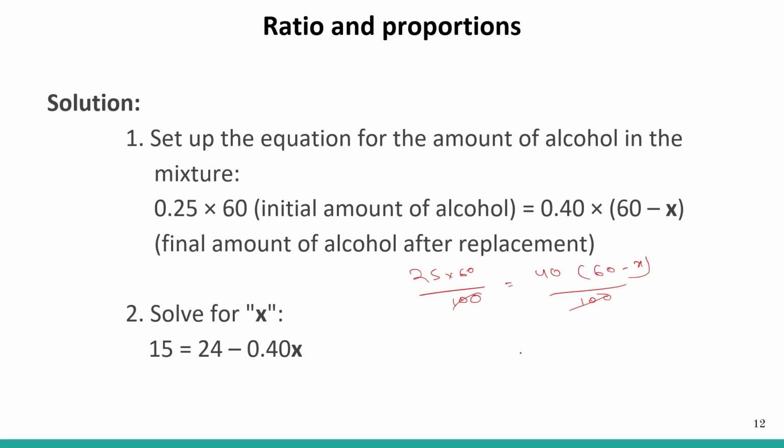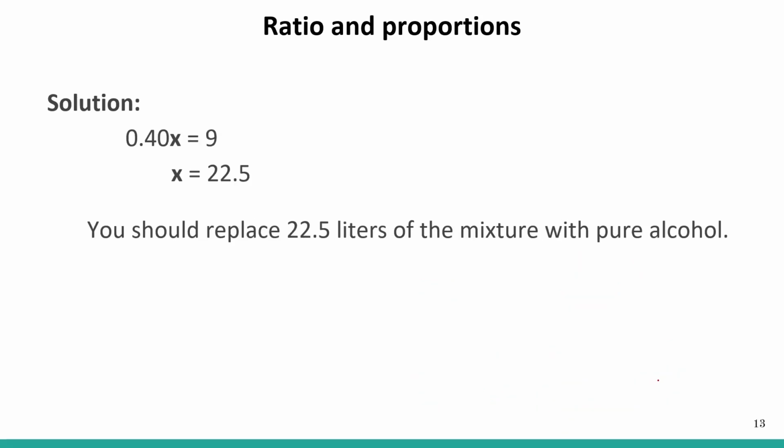So 100 gets cancelled. This implies 25 times 60, so 25 times 6 times 10, is equal to 40 times 60, so 2400 minus 40x. This implies 1500 minus 2400 is equal to minus 40x, right? So this implies that 900 is equal to 40x. So x can be calculated thereafter. After dividing, 22.5 is the correct answer.